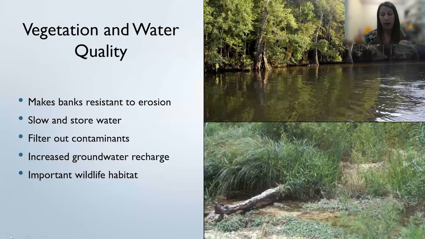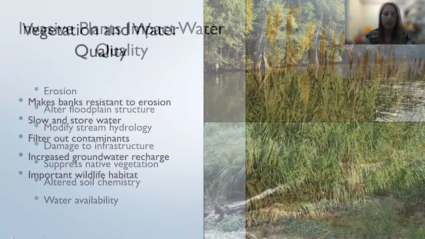Plants are also very good at filtering out contaminants that are found in water. So vegetation directly improves water quality just by the process of the water being processed through the plant. And native plants also increase groundwater recharge, and of course they're important habitat for native fish and wildlife as well.